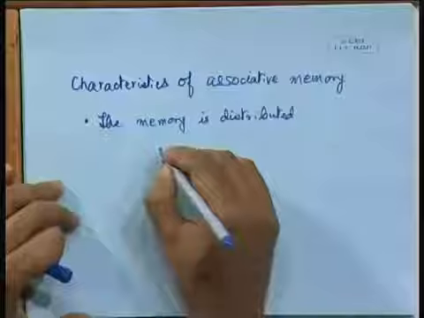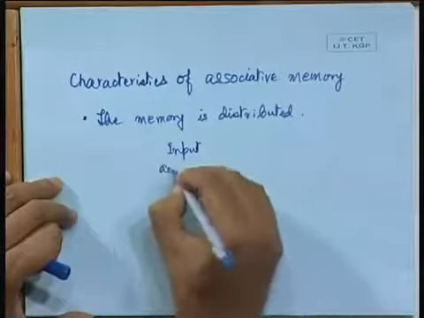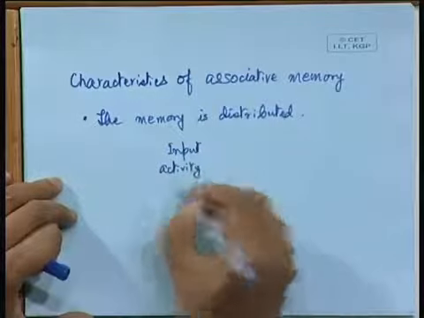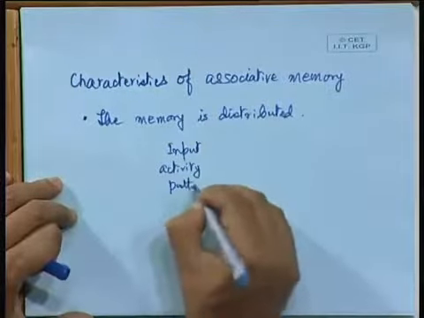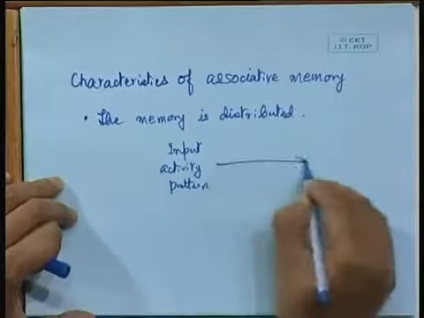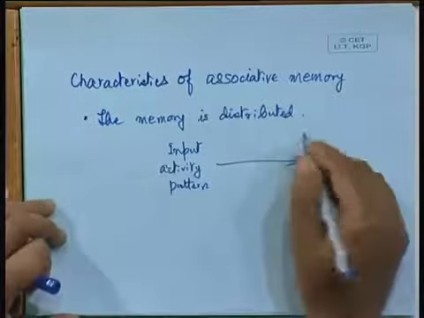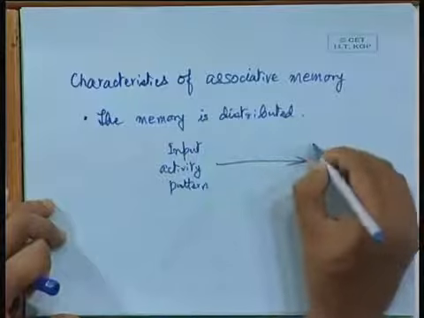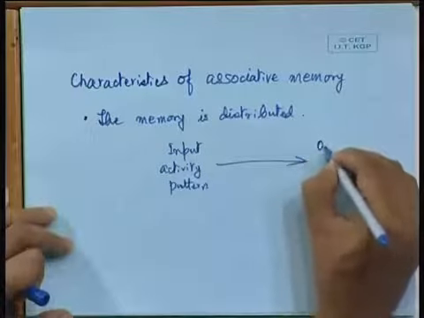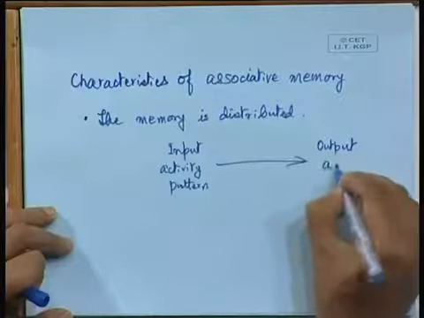In fact, what happens is that together we are feeding some input activity pattern. There is some input activity pattern that we are feeding as a stimulus to the system, and then the system, or our brain, or an artificial neural network, whatever you think of, gives some output activity pattern.